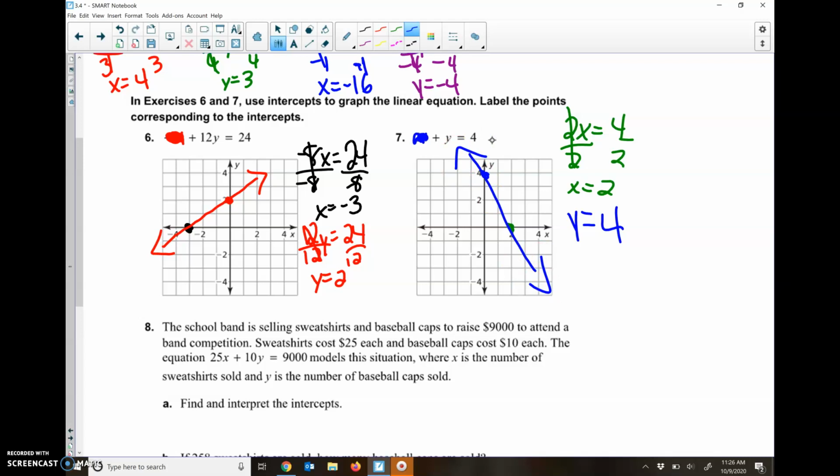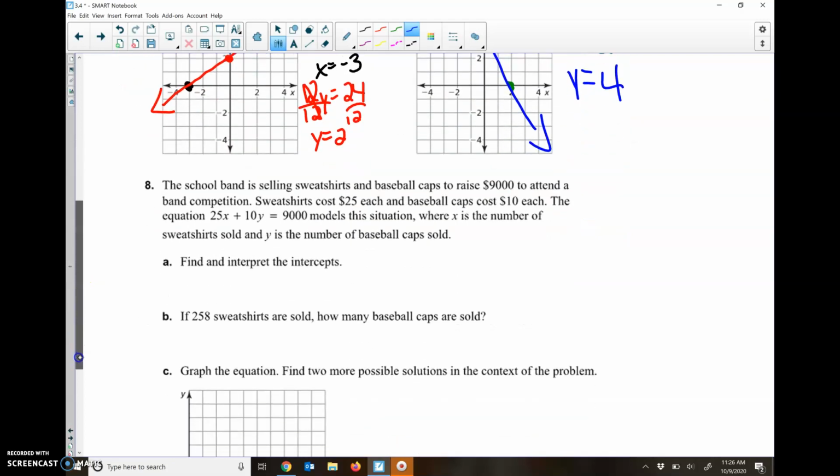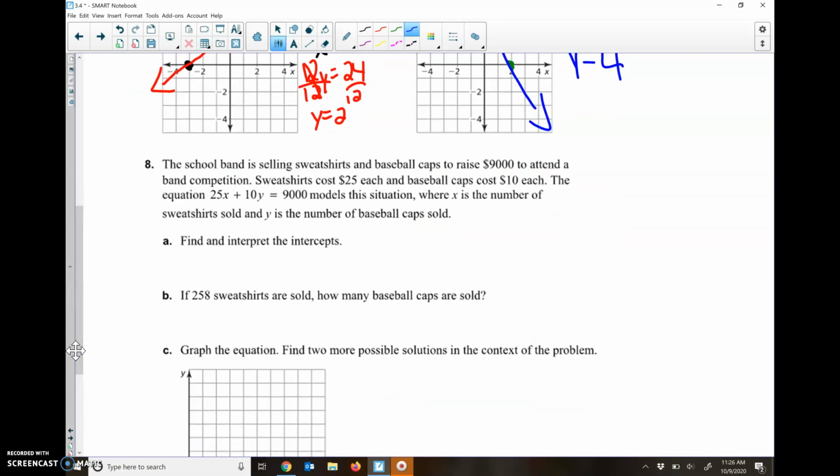All right, let's look at this other word problem, kind of similar to the one we did before. So the school board is selling sweatshirts and baseball caps to raise $9,000. Okay, a little different than the $16 one that we just looked at, but $9,000. Sweatshirts cost $25 each. Baseball caps cost $10 each. So they gave us the equation this time, which is nice. So 25x plus 10y equals 9,000. That models the situation. X is sweatshirts, y is baseball caps.